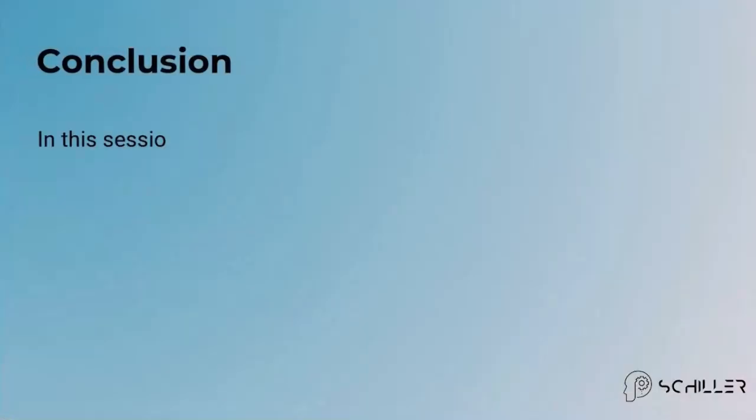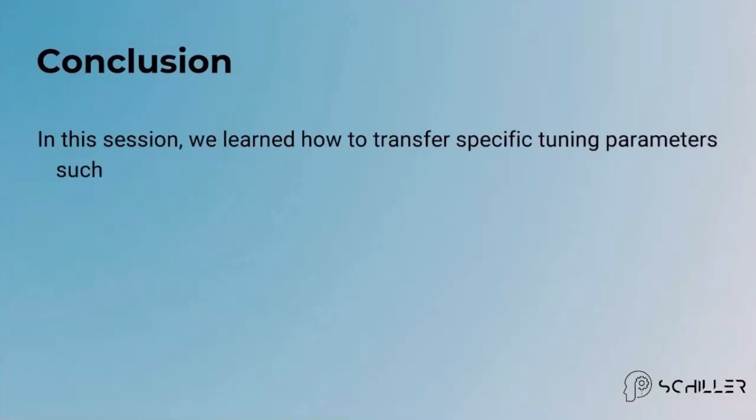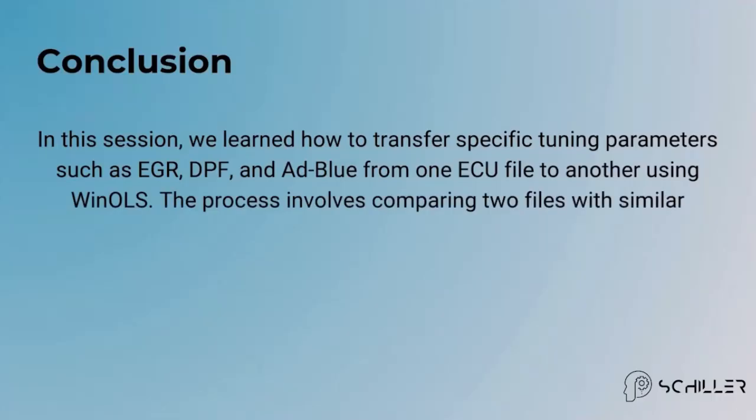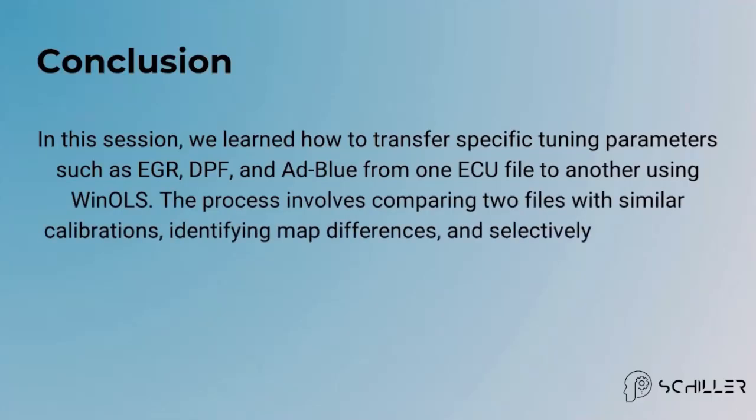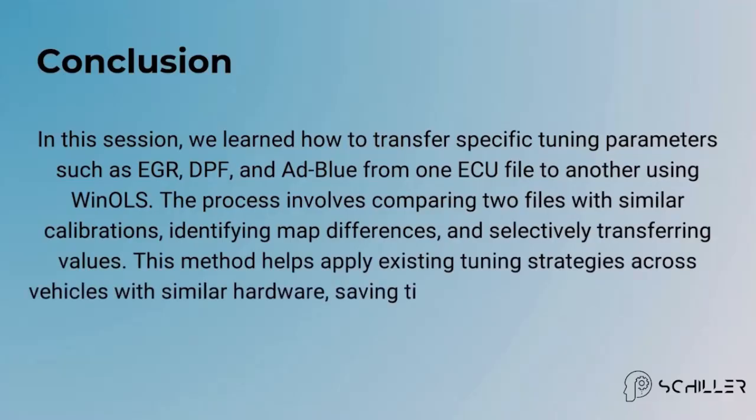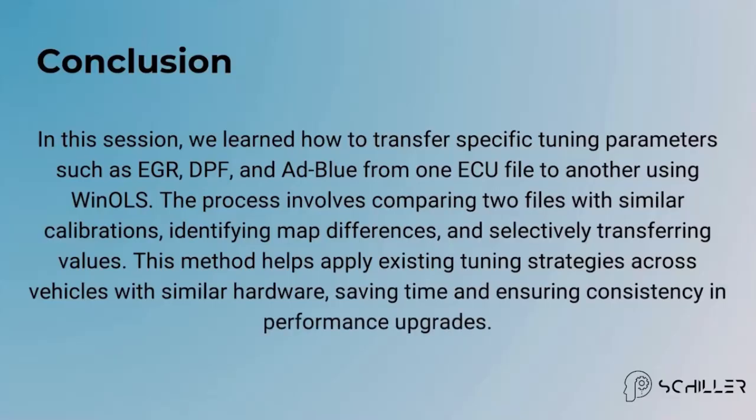In this session, we learned how to transfer specific tuning parameters such as EGR, DPF, and AddBlue from one ECU file to another using WinOLS. The process involves comparing two files with similar calibrations, identifying map differences, and selectively transferring values. This method helps apply existing tuning strategies across vehicles with similar hardware, saving time and ensuring consistency in performance upgrades.